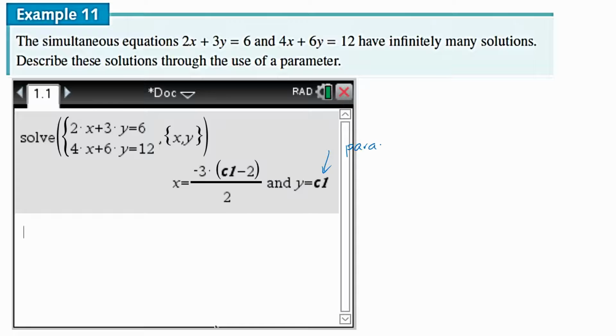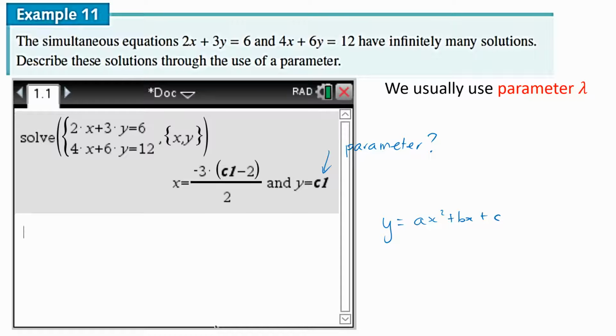Anyone know what a parameter means? What's a parameter? You're dealing with it your whole life when it comes to maths. A parameter, you know when you have y equals ax squared plus bx plus c? A, b, c are your parameters. When you learnt y equals mx plus c, m and c are your parameters. Variables are different. Variables are in an equation, x and y; whenever you change x, it will change y. But m and c stay the same.